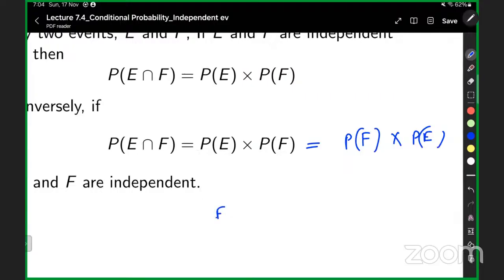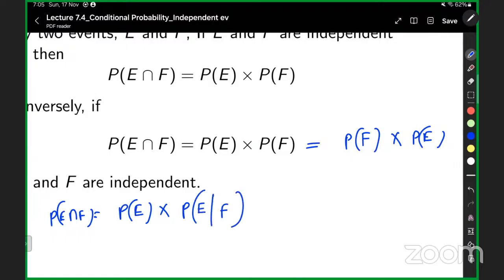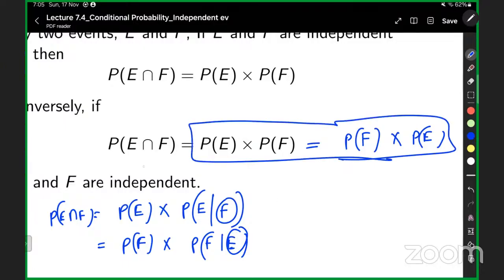So did P happen first and then ask of F, right? What I mean is that P intersection F is asked, and you are figuring out P of E into P of F given that E has already happened. Another thing you can do is P of F given that E has already happened, right? So in this case, E happened already. In this case, F happened already. But here it doesn't have any impact, this formula. But in this case, these two are not equal.